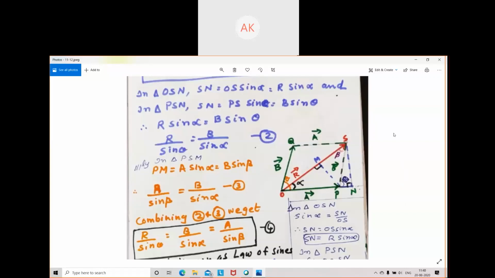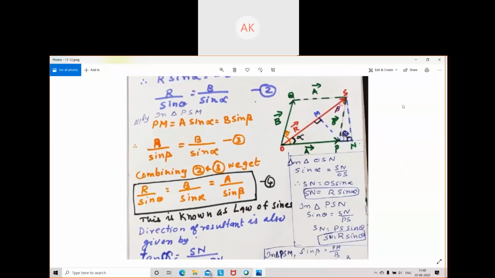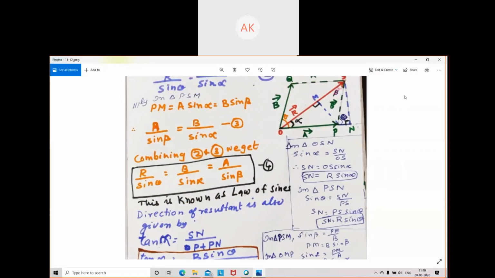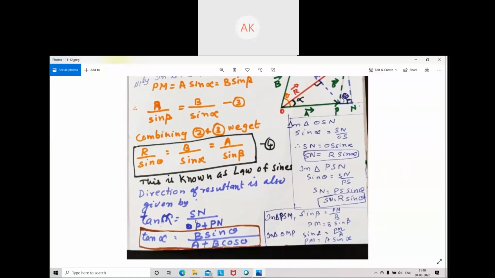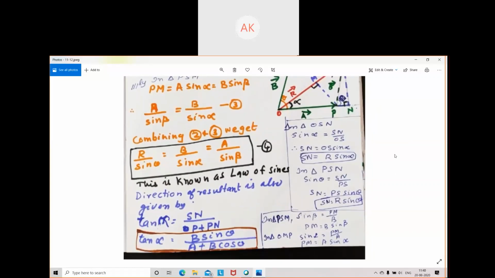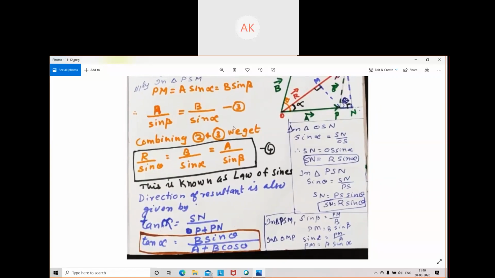The next law, the sine law, is the law of sines to find the direction. Usually we use this one. So if magnitude and direction are asked as a question, you can write this. If you find this part difficult, you can use the sine law, which is the easier part. But in certain situations, we have to use this law also, so we can use this equation.